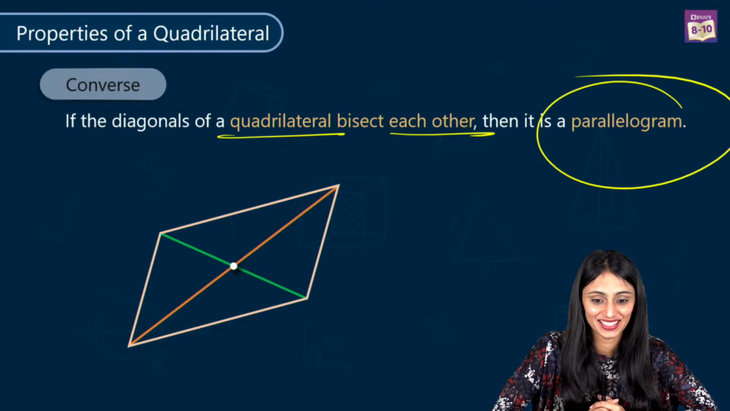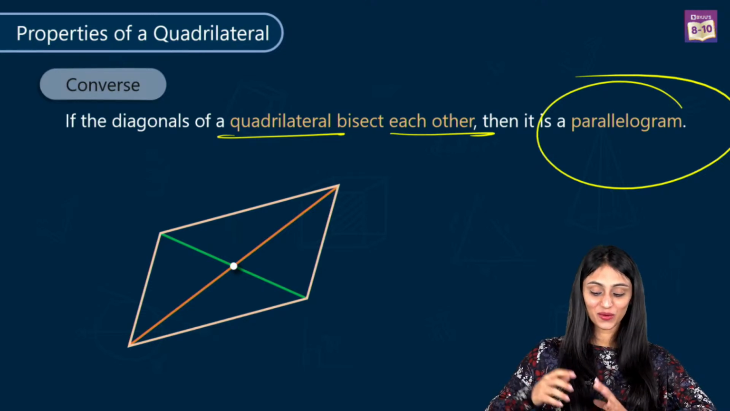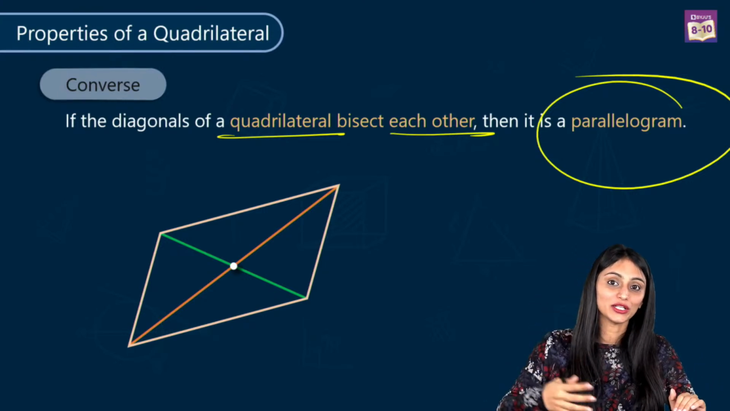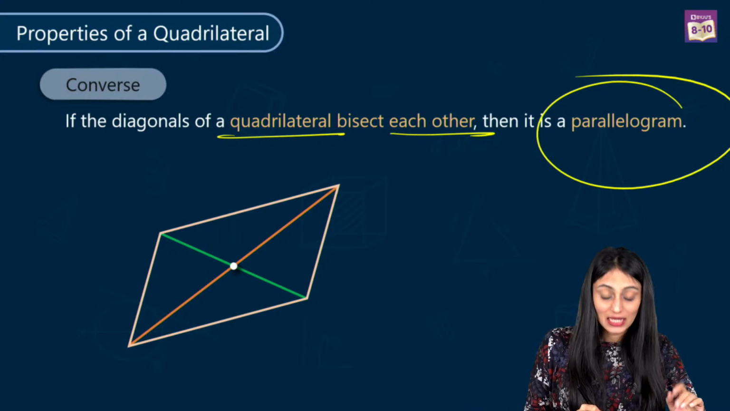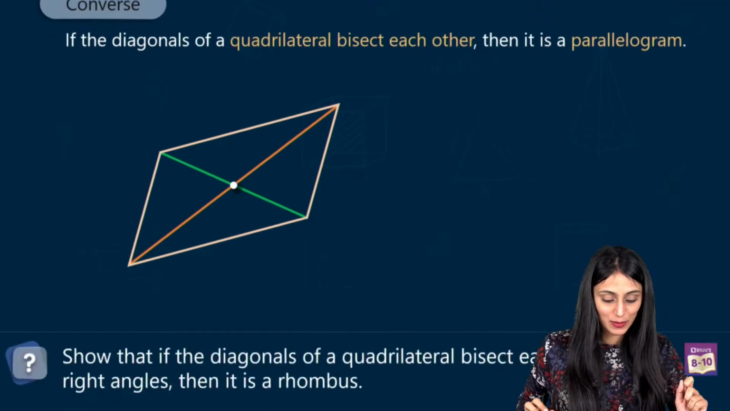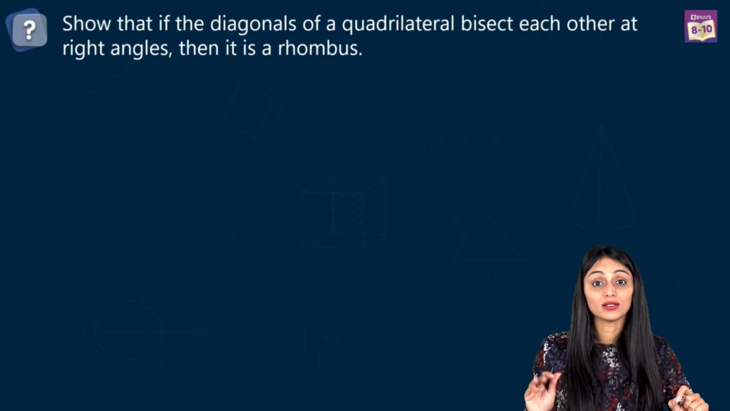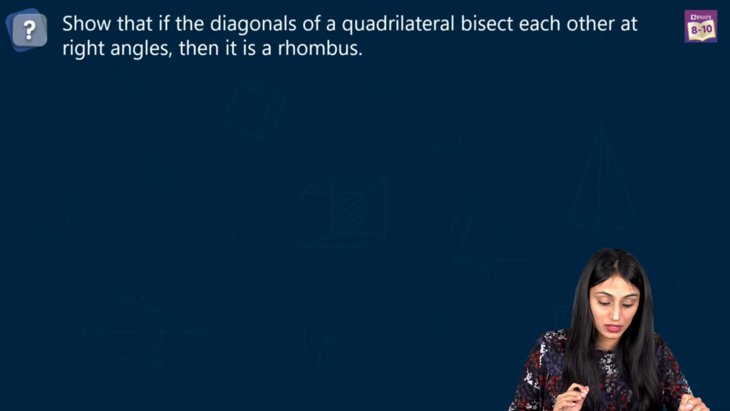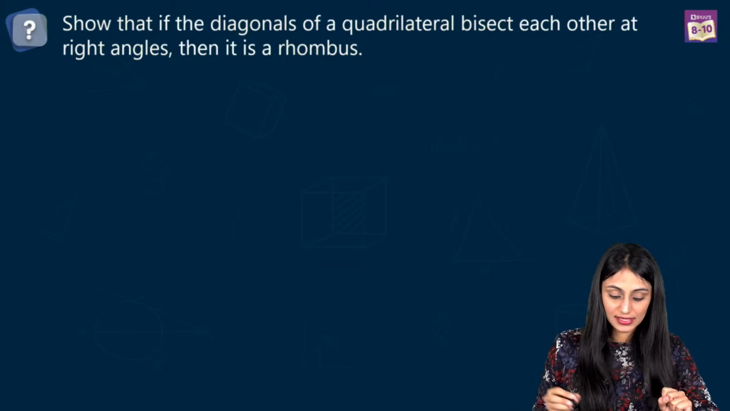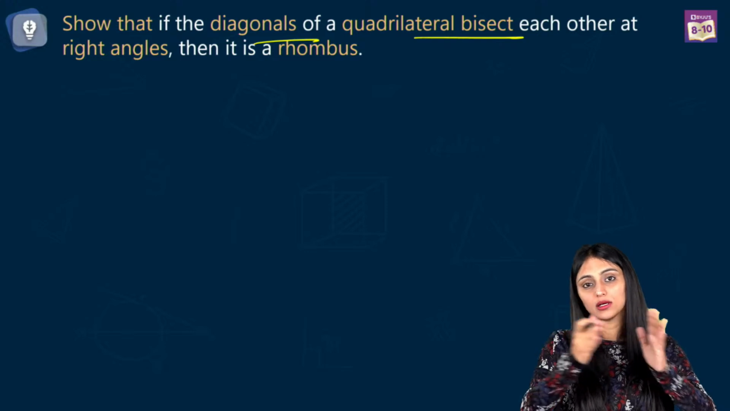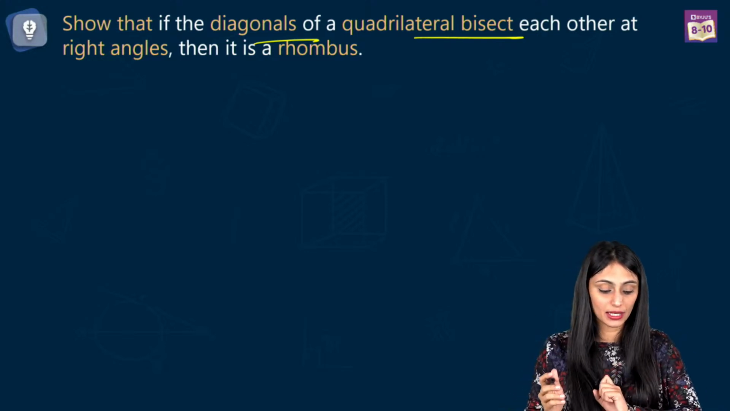Thank you, Anchita. Alright, so here we saw how a quadrilateral can be converted into a parallelogram, right? Now let's try out a few questions to understand this better. Show that if the diagonals of a quadrilateral bisect each other at right angles, then it is a rhombus. The question already specifies that the diagonals of a quadrilateral are bisecting each other. We just learned a theorem, so we will use that to understand this.